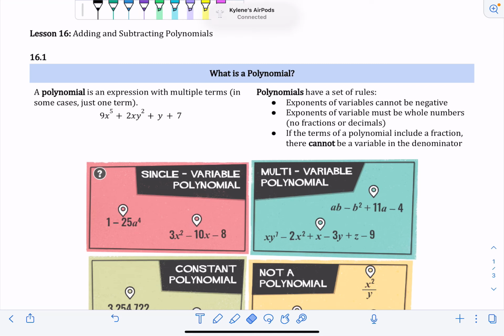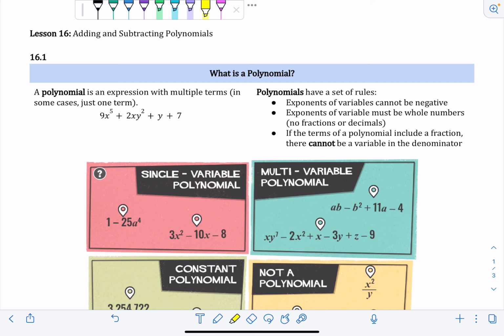Lesson 16 is about adding and subtracting polynomials. Before we get into the addition and subtraction, first I want to talk about what a polynomial is, because it could be a new word. So 16.1 is just getting into what is a polynomial and then what are the rules for them.